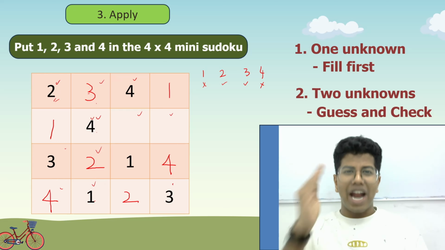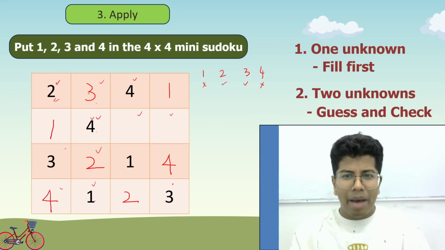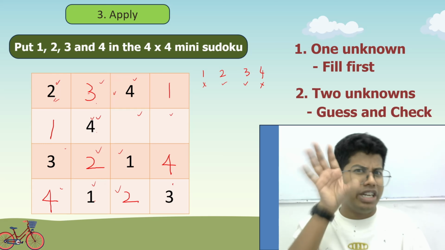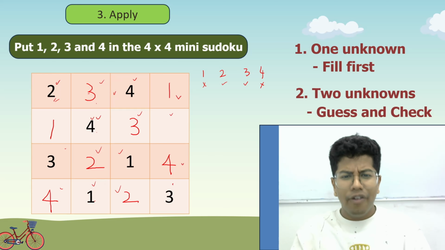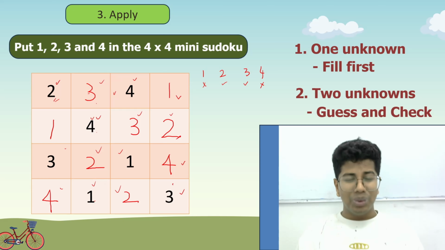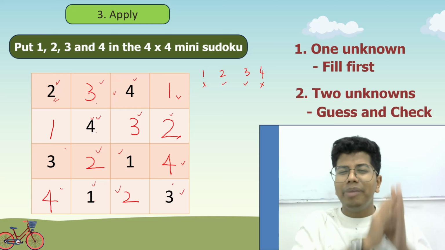Now, let's try to fill in the blank. Here, in this part, this column has 4, 1 and 2. So, which is the only number I can put here? Just 3. What about here? 1 is here, 4 is here, 3 is here. The only number that belongs here is 2. And that's how we can complete even the 4 times 4 mini Sudoku.